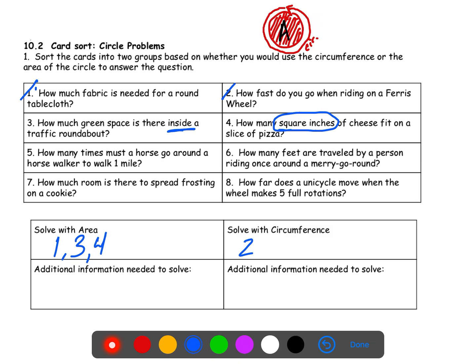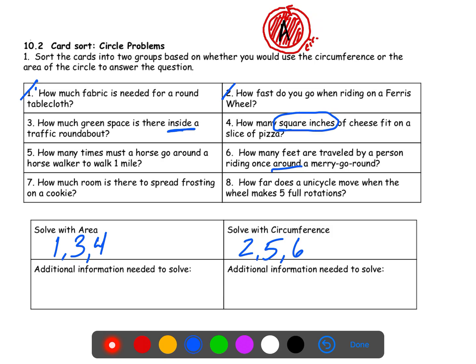For 5, how many times does a horse go around a horse walker to walk 1 mile? We're talking about the distance around a circle, around the horse walker that the horse is walking. So we'd want to know the circumference of that area. 6 says how many feet are traveled by a person riding once around a merry-go-round? Riding once around a merry-go-round has nothing to do with the inside, the center area of it. So that's going to be circumference also.